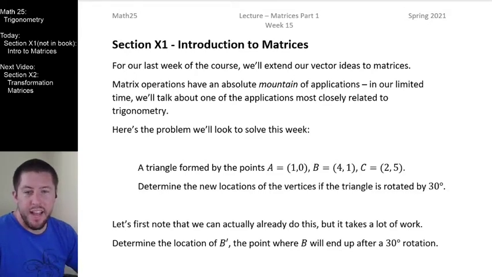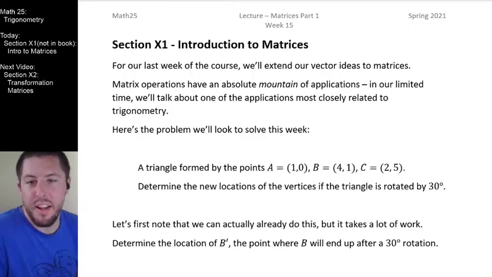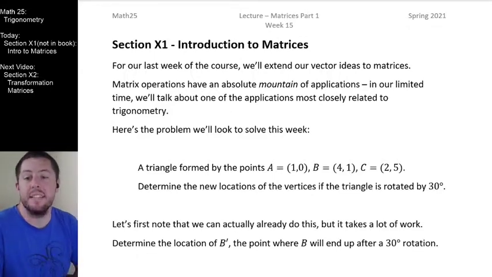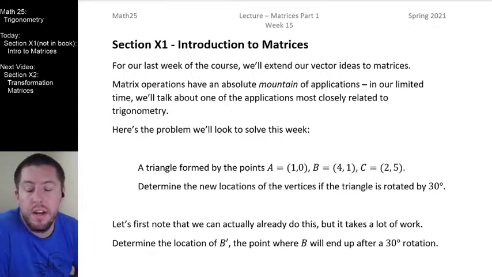How's it going, everybody? I am here on Monday, May 3rd, and today we're going to introduce our last topic of the semester. We're in week 15 right now. It's our last week of content here. We're going to talk about Introduction to Matrices today, so that we can talk about transformation matrices in our last and next video coming up right here.